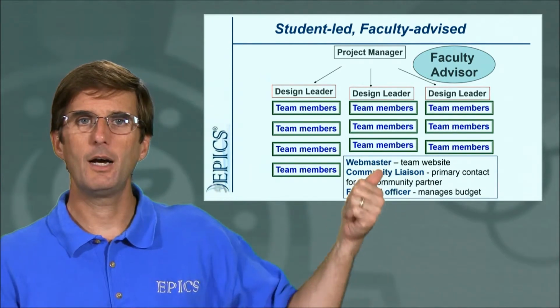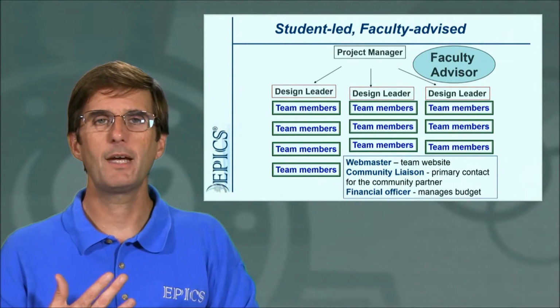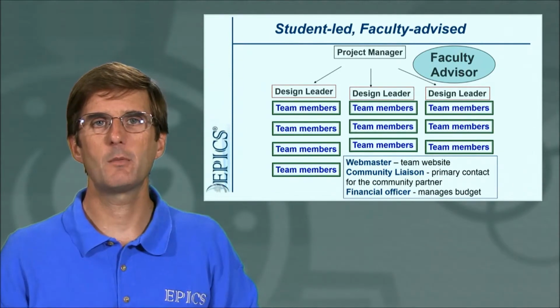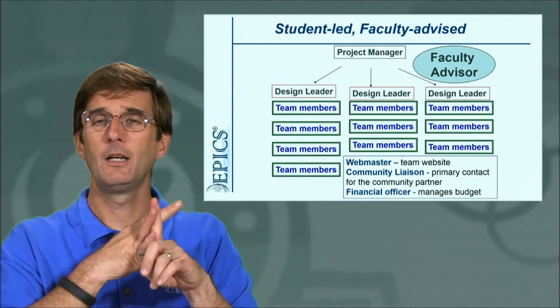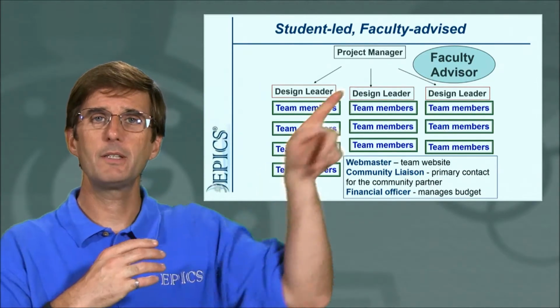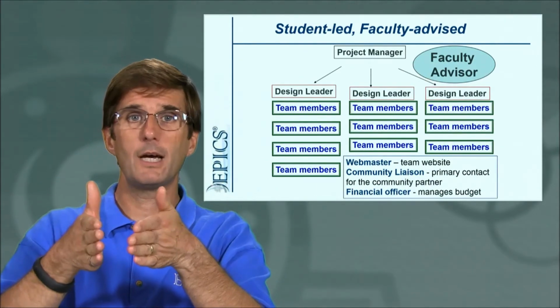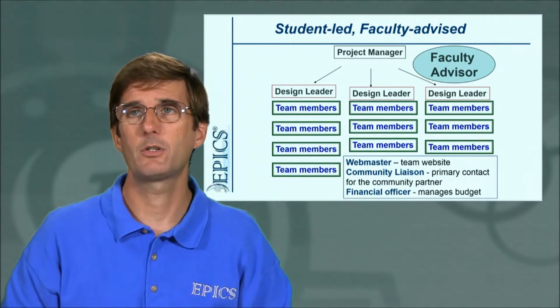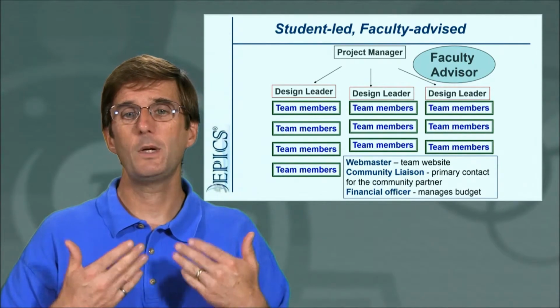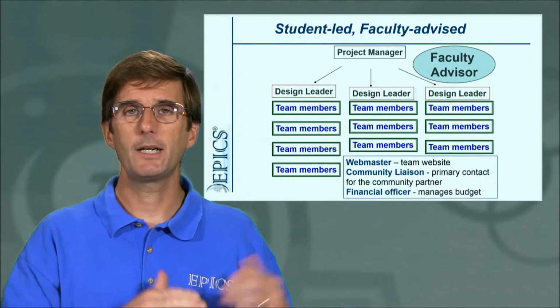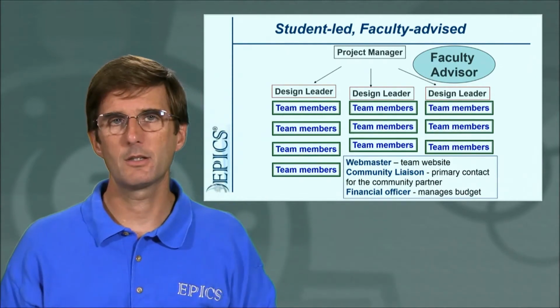We have other roles too. We have a webmaster for every team. A website's great to communicate. We have a community liaison. Our community partners don't want every single person texting or emailing them. They want a single point of contact. And then we have a financial officer. On our campus, we have a certain amount of money that teams can pull from, and the financial officer is the one that manages that budget.